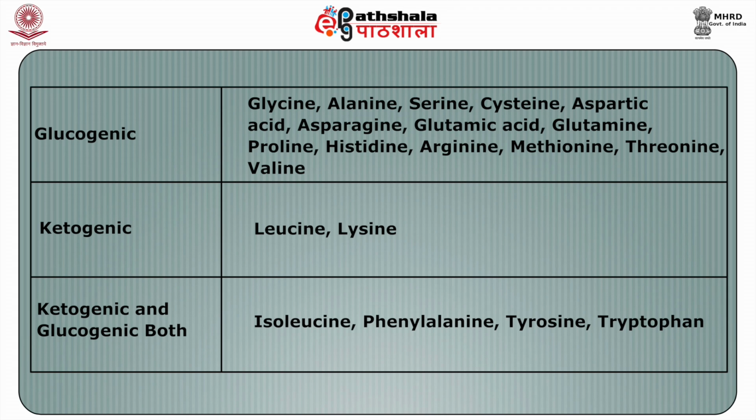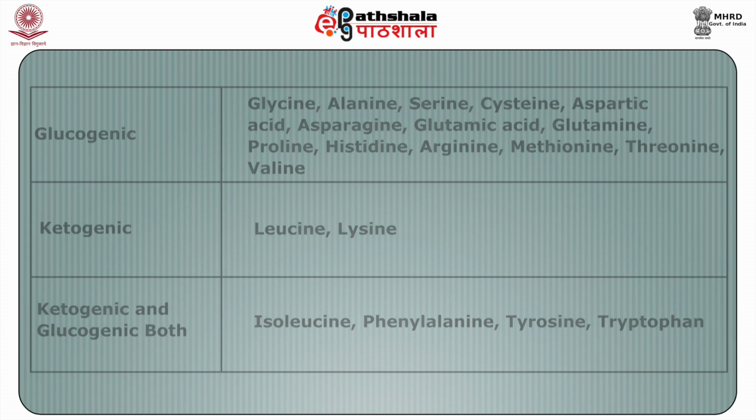On the basis of their catabolic end products, the 20 standard amino acids are divided into 3 groups. Glucogenic amino acids are those which can be converted into glucose; 14 out of 20 standard amino acids are glucogenic. Ketogenic amino acids are those which can be converted to ketone bodies, for example acetone, beta hydroxybutyrate and acetoacetate. Both glucogenic and ketogenic amino acids can be converted to both glucose and ketone bodies.